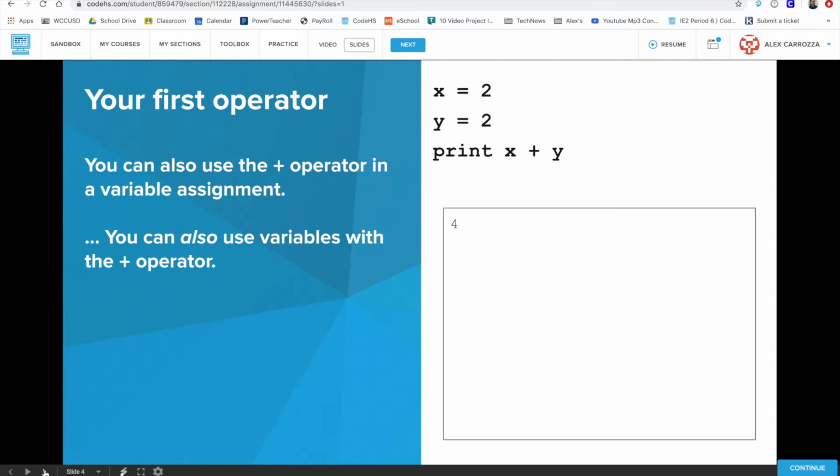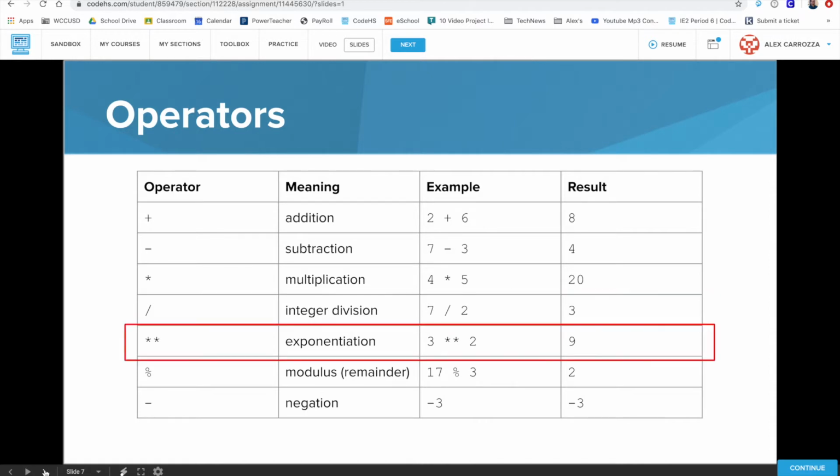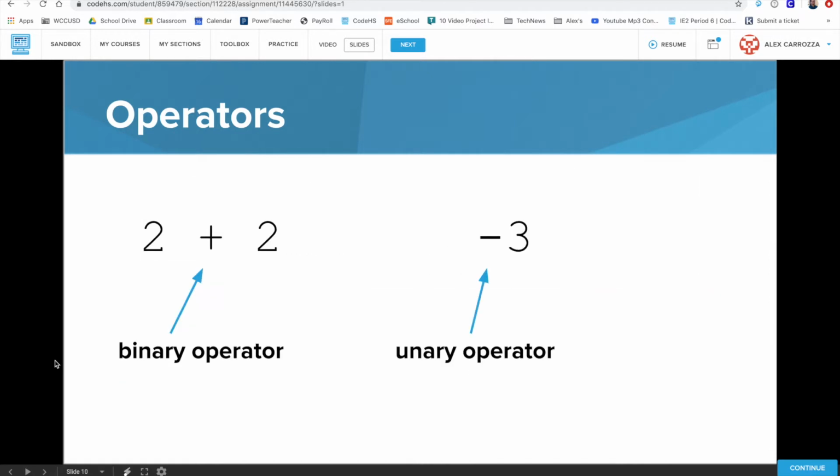Let's look at this one. We have x equals 2 and y equals 2. Then we have print x plus y. So same thing comes out to 4. So these are our operators. We're just going to focus on these top 4: addition, subtraction, multiplication, and division. Don't really worry about these bottom 3. We won't really use those much in this class. All right, so we have a binary operator, which is an addition, and a unary operator, which is a subtraction.